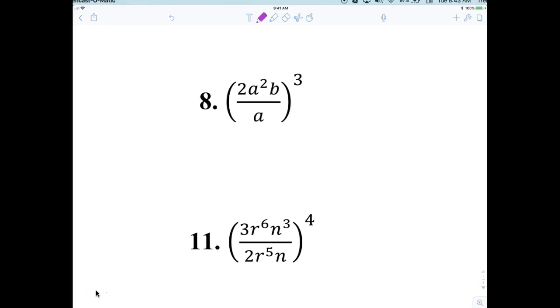Now, here we go. Listen carefully now. A little bit harder now because now we have to learn the rules, or we have to remember the rules for powers to power. All right? In my opinion, you should simplify the fraction first. All right? So what's inside is now just 2ab to the 3rd power. Does anybody have any objections to that?